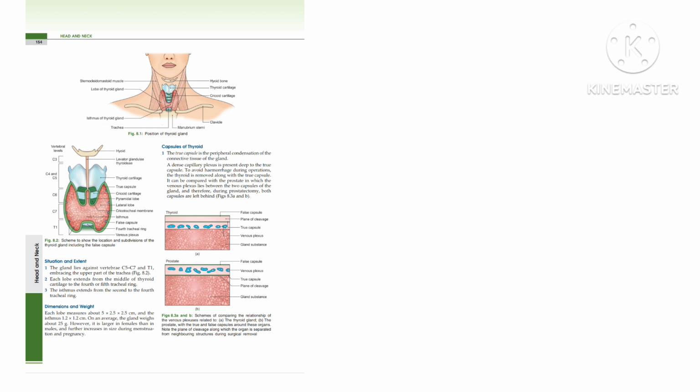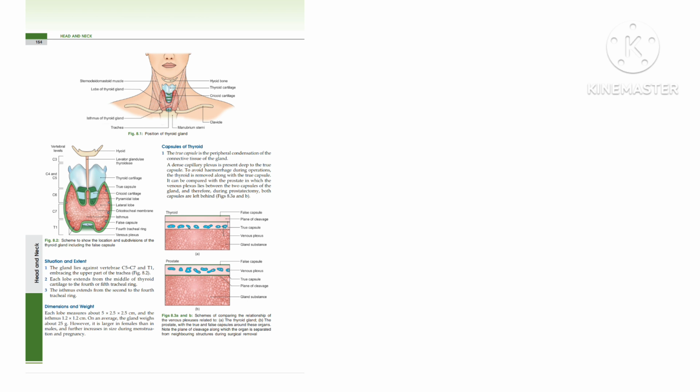Capsules of thyroid. 1. The true capsule is the peripheral condensation of the connective tissue of the gland. A dense capillary plexus is present deep to the true capsule. To avoid hemorrhage during operations, the thyroid is removed along with the true capsule. It can be compared with the prostate, in which the venous plexus lies between the 2 capsules of the gland, and therefore, during prostatectomy, both capsules are left behind, Figs 8.3a and b.